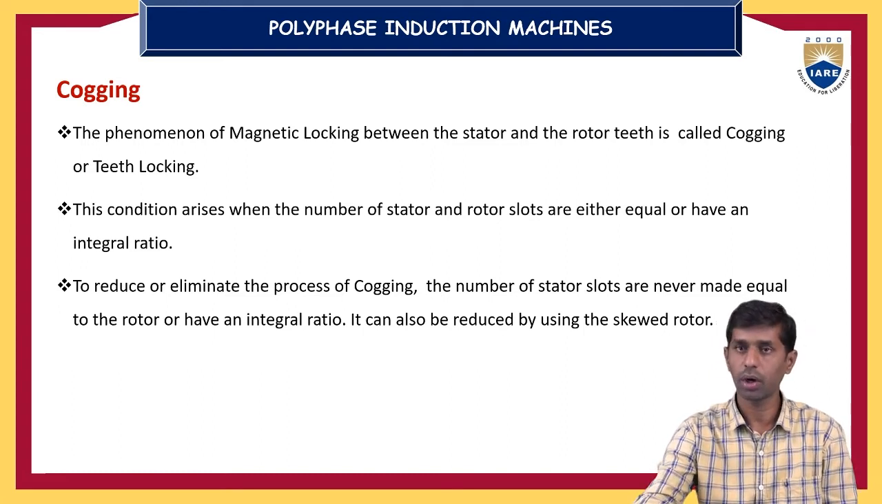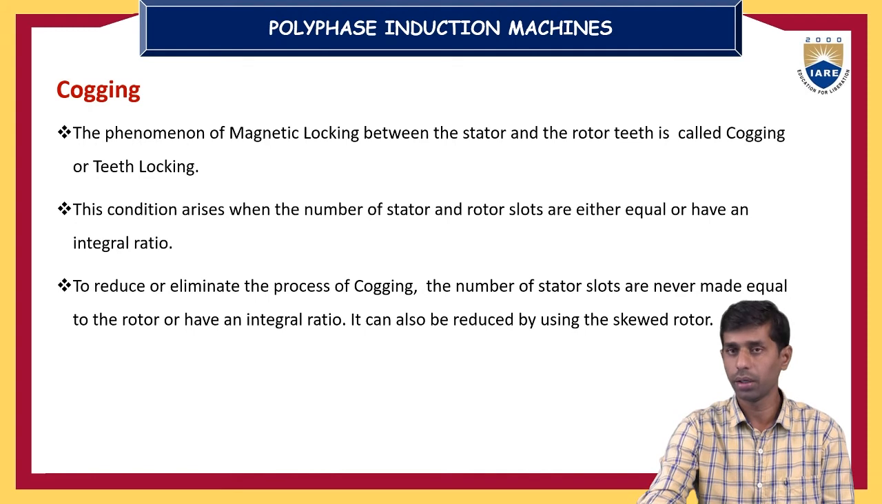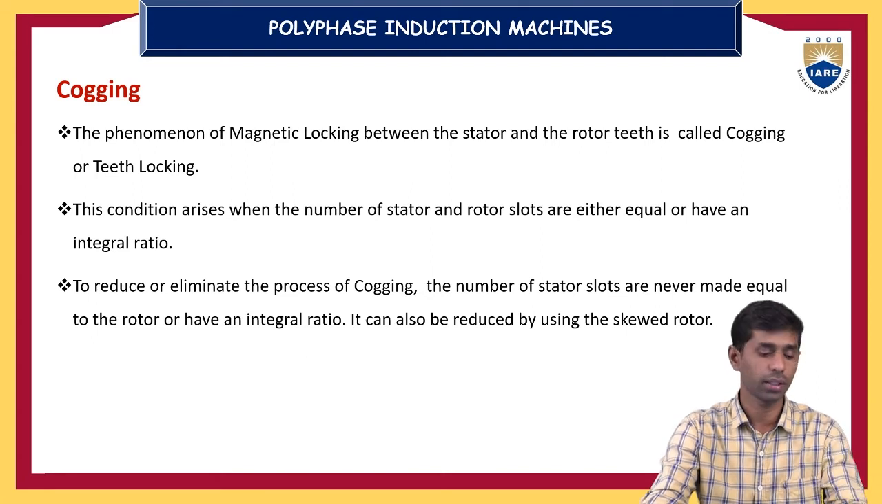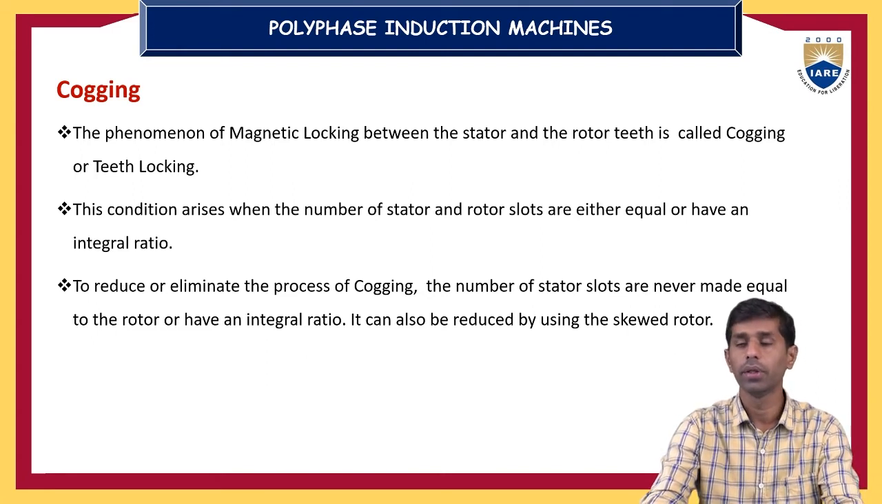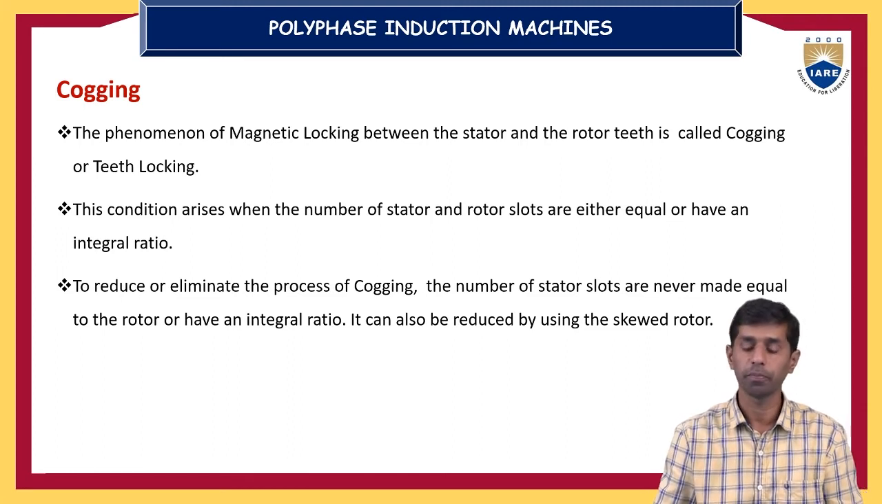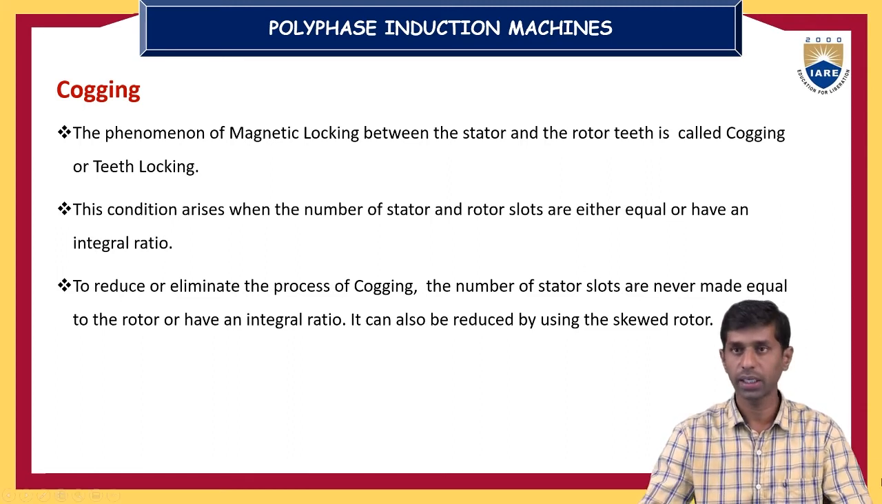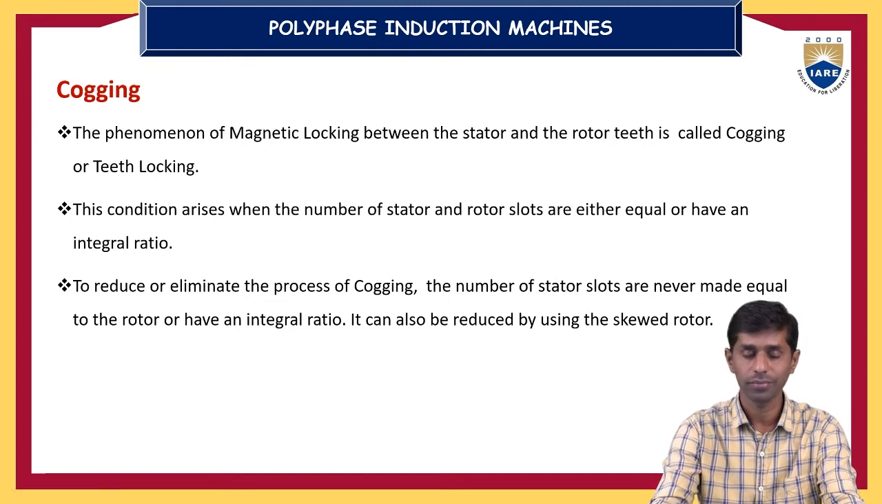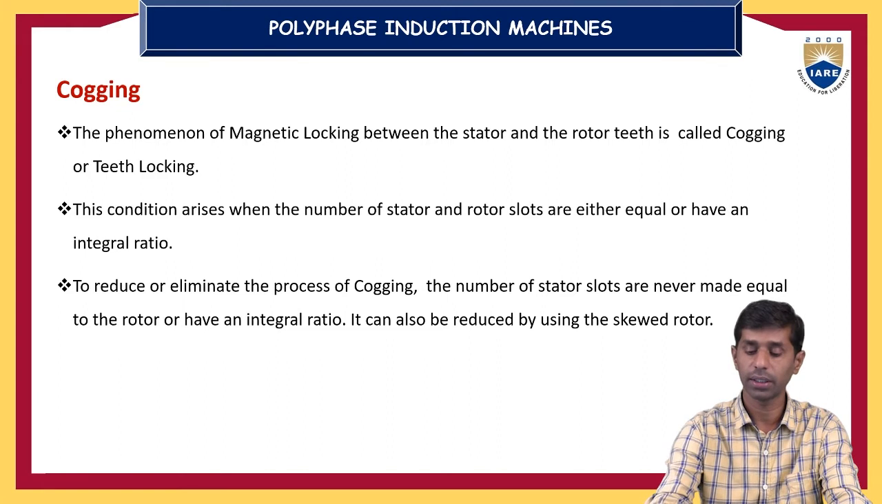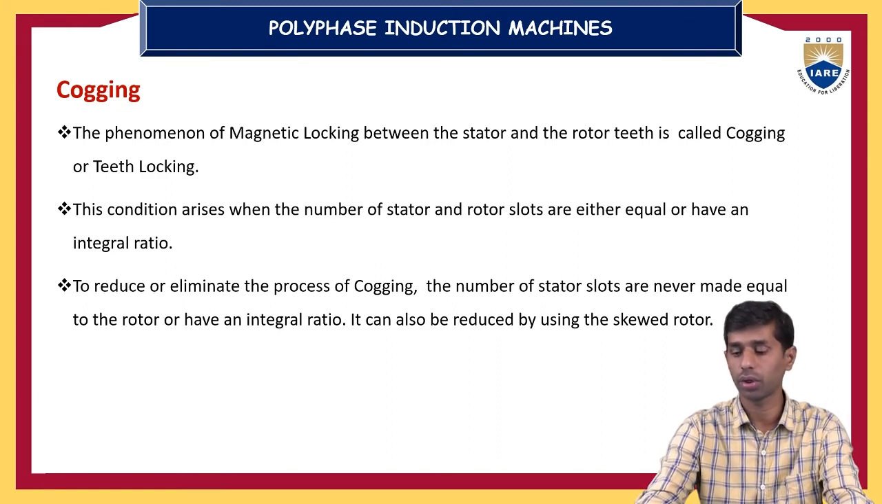So what does cogging mean? The motor fails to start. At the time of starting, when you excite the three-phase stator with a balanced three-phase supply, it produces a rotating magnetic field. At the time of starting, it refuses to start because of the magnetic locking or teeth locking of the stator and rotor.